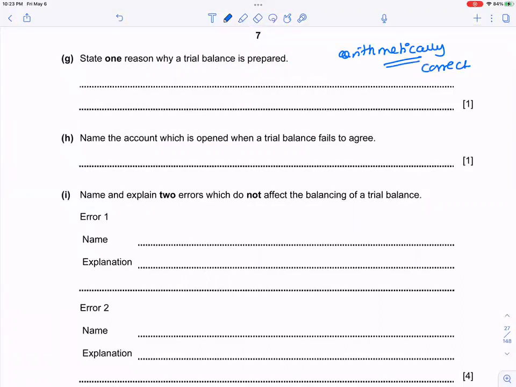So why do we prepare a trial balance? To check the arithmetical accuracy of double entry. Miss, what does the word accuracy mean? Arithmetical accuracy of double entry.